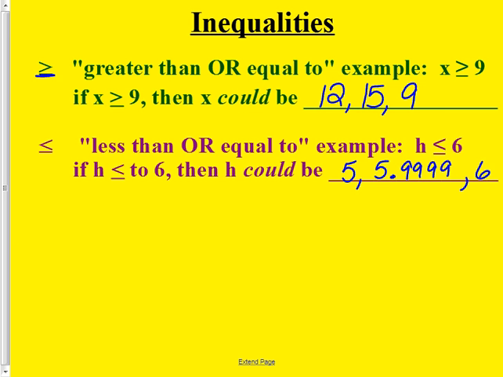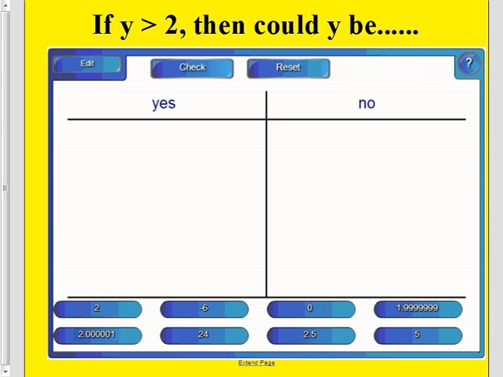So let's look at some examples here. Take a minute and see if you can sort these numbers and decide. It says if y is greater than 2, then y could be. Pause while you try to sort them and then see if you're correct.